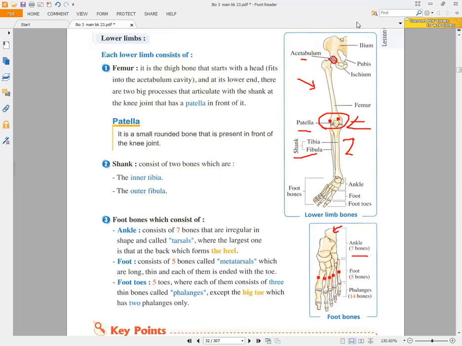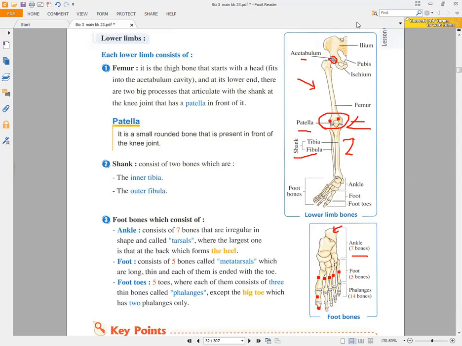Okay. Each one of them is called the metatarsals, which are long, thin, and each one of them ends with a toe. After that, we will have the foot toes. 5 toes are present here, and each one of them consists of phalanges. Each one consists of 3 phalanges, except the big toe. The big toe consists of 2 phalanges only.